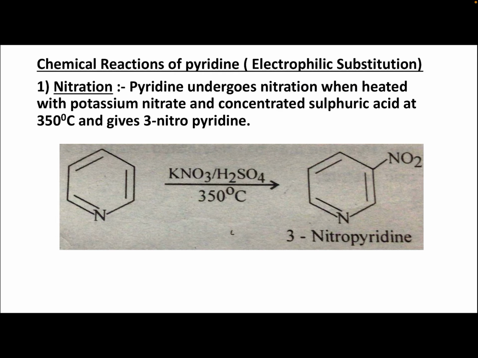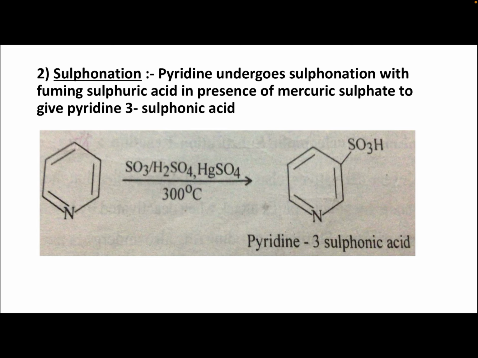In chemical reactions of pyridine electrophilic substitution, we know that the electrophile will attack on position 3. First reaction is nitration. Pyridine undergoes nitration when heated with potassium nitrate and concentrated sulfuric acid at 350 degrees centigrade and gives 3-nitropyridine. You are seeing the pyridine on the arrow, KNO3 in presence of H2SO4 at 350 degrees centigrade. Nitro group is attacking on 3rd position, and 3-nitropyridine is formed. So nitration of pyridine gives 3-nitropyridine in presence of potassium nitrate and sulfuric acid.